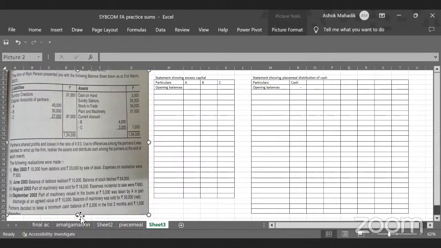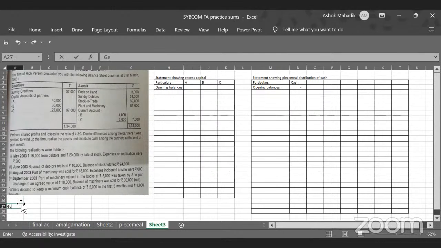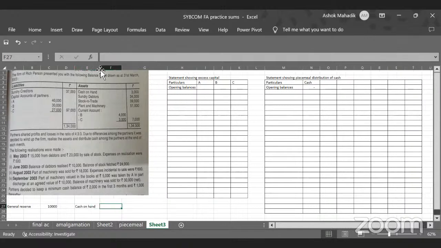What I'll do, I'll give one additional adjustment below. I want you to make a note of that. On the liability side, I'm adding one item, general reserve. Its value is 10,000. And on the asset side, we have cash on hand. I'll increase it by 10,000, so it will be 13,000, so that our balance sheet tallies. Clear, students? We don't have a problem while following the sum. So cash will become 13,000.